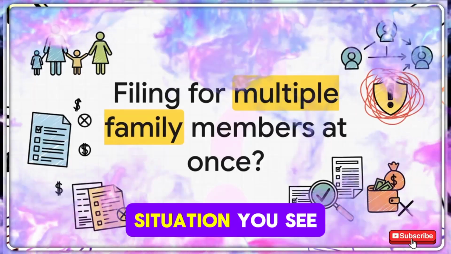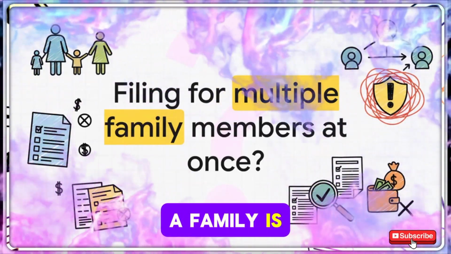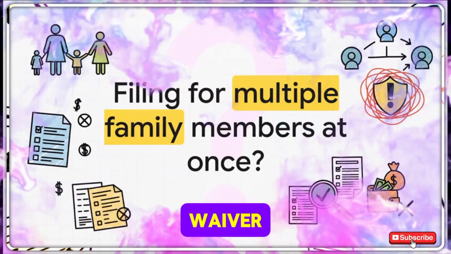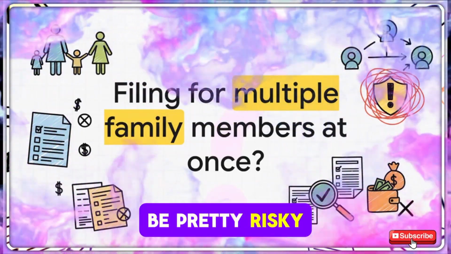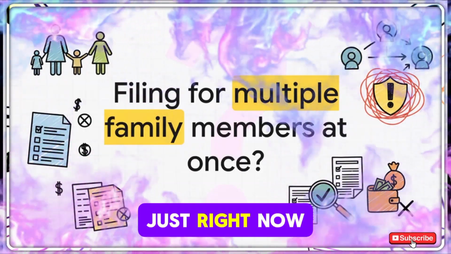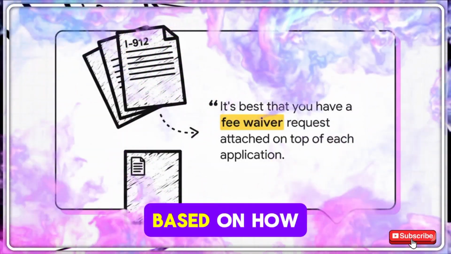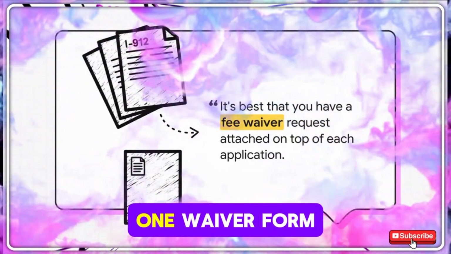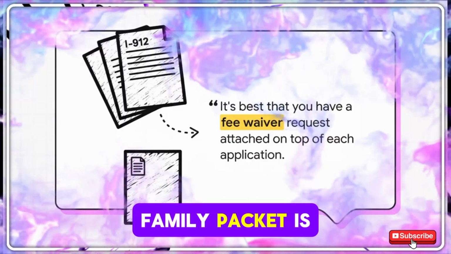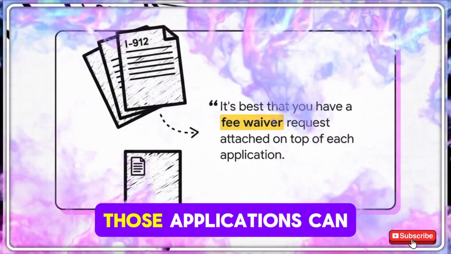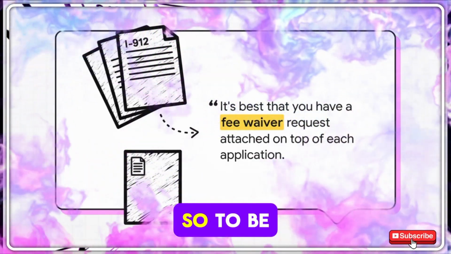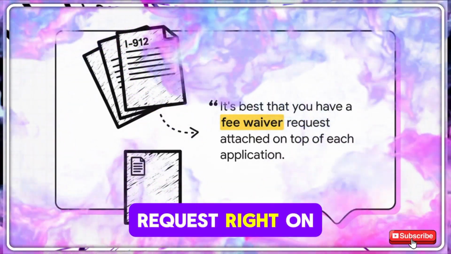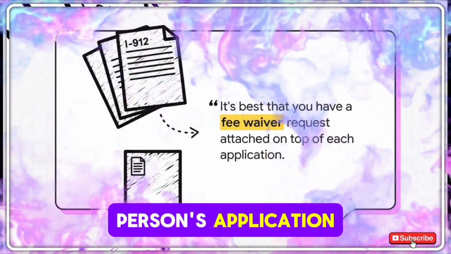So here's a situation you see all the time. A family is applying together, maybe for a few different things, and they all need a fee waiver. This can actually be pretty risky if you don't handle the paperwork just right. Now, here's a pro tip based on how these things actually work in practice. The instructions might say one waiver form for the whole family packet is fine, but in reality, those applications can get separated. So, to be safe, the best practice is to put a copy of that fee waiver request right on top of each person's application.